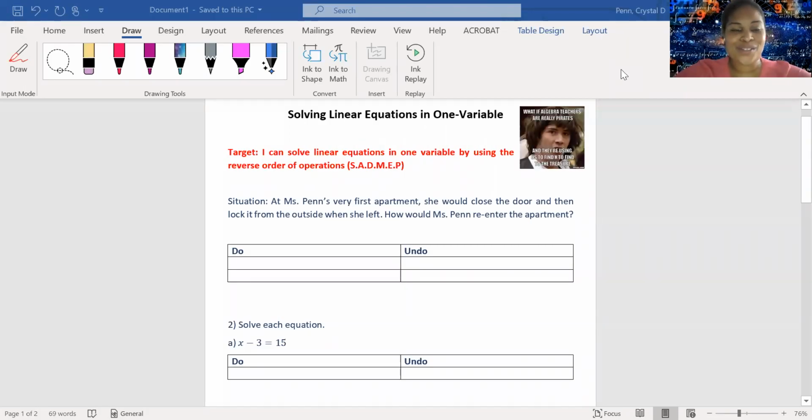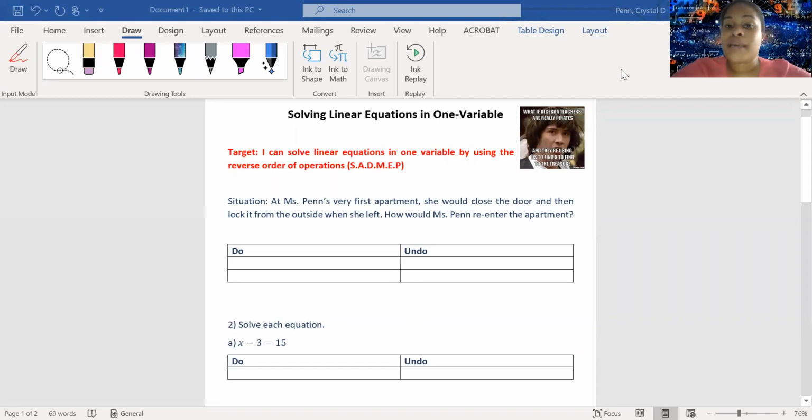Hello, welcome to algebra. We are going to solve linear equations in one variable today. I thought this meme was very fitting because it says, what if algebra teachers are really pirates and they're using us to find X and to find the treasure? I think of solving as a way to find the treasure. It's like, okay, let me retrace my steps that I had before. And so we're going to start off with that today.